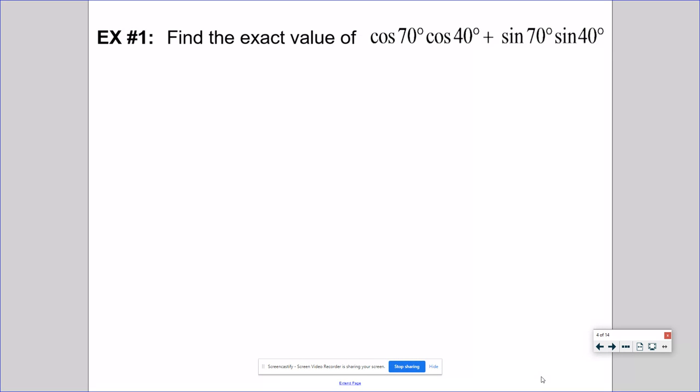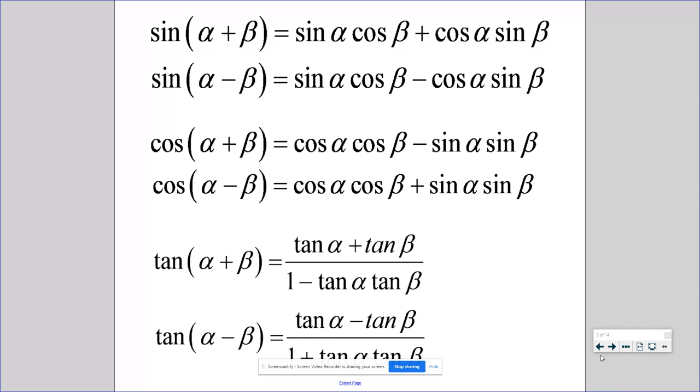This is a very abstract question. The purpose of this question is to help you understand the formulas, so that's why we're doing it. So if I said find the exact value, meaning no calculator, find the exact value of cos 70 degrees cos 40 degrees plus sine 70 degrees sine 40 degrees. Okay, that is not something you're going to know. You don't know cos of 70 and you don't know cos of 40 and so on, because these are not unit circle angle measurements. However, what you do know is all these sum and difference equations.